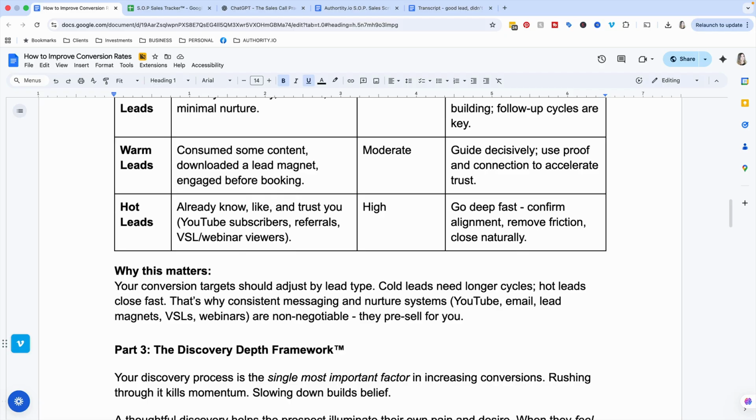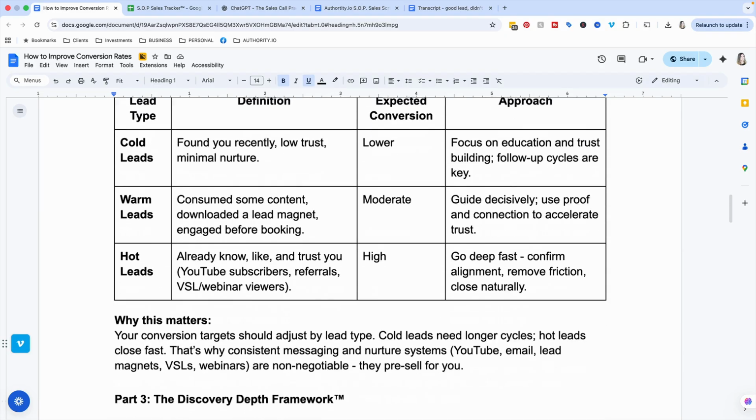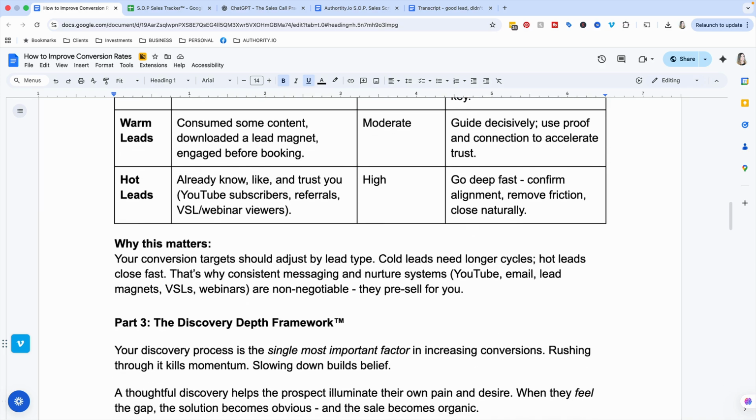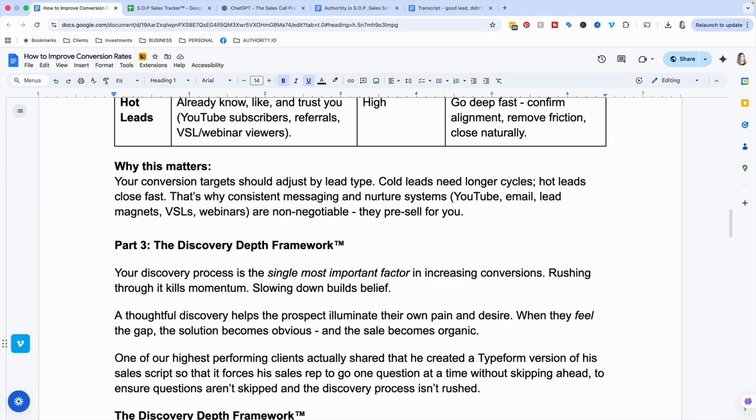And they could be VSL or webinar viewers. Their expected conversion rate is higher. So you want to go deep fast, confirm alignment, remove friction, and close naturally. Okay, so why this matters. Your conversion targets should adjust by the lead type.